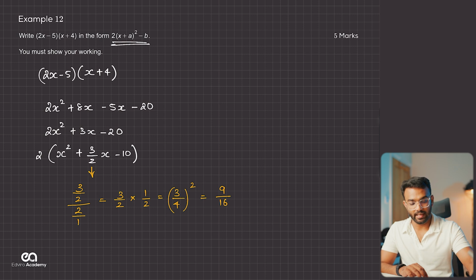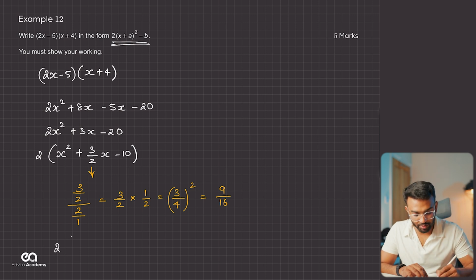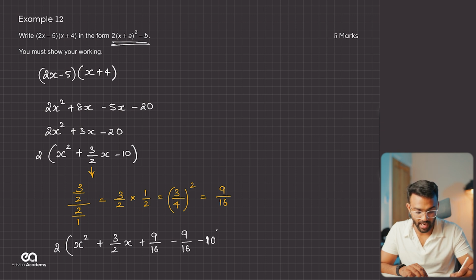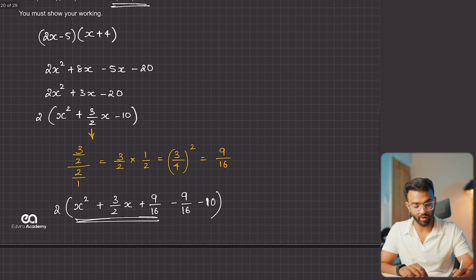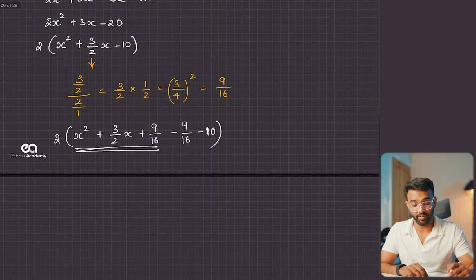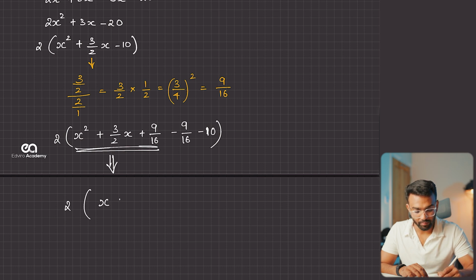We have done that. And now what we're going to do is 2 times x squared plus 3 by 2 x. And then we will add this value, which is 9 over 16, and then we will subtract that value, which is 9 over 16. And then we write minus 10. If you do so, the first 3 terms will break down to a quadratic perfect square, which would then look like this: x plus 3 by 4, the whole square.